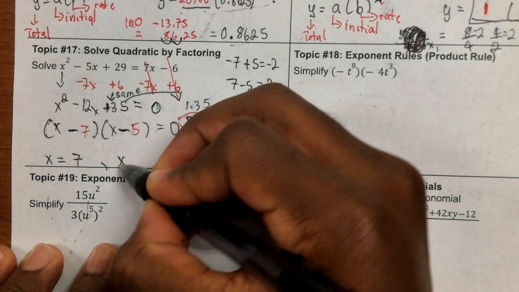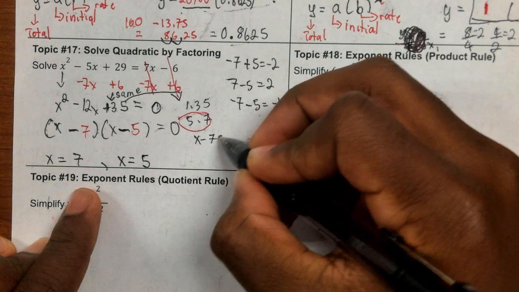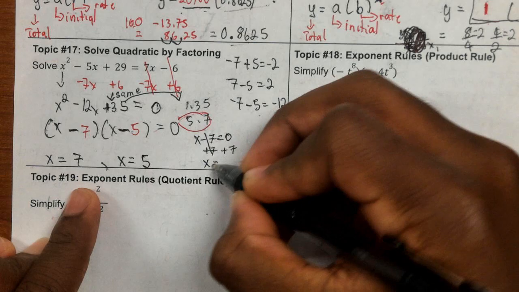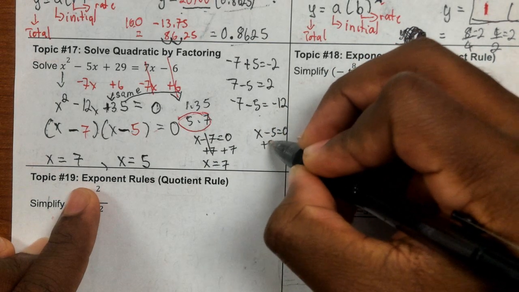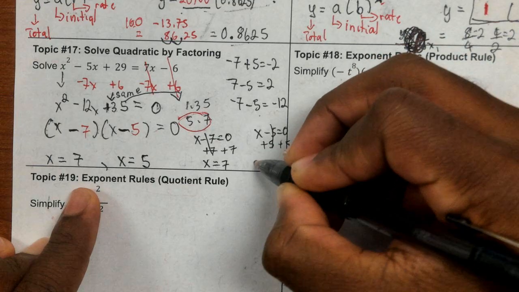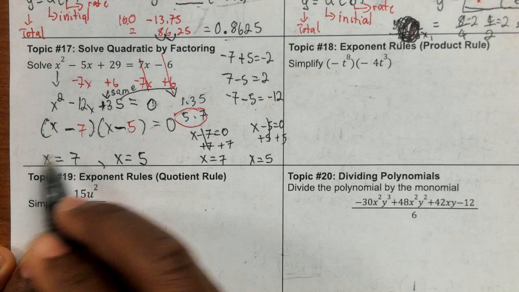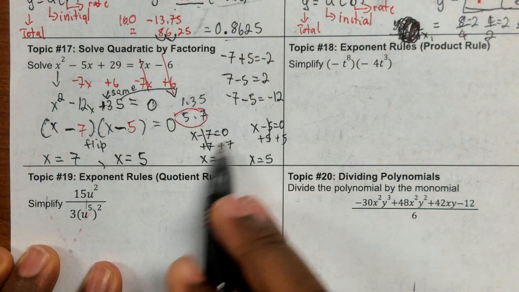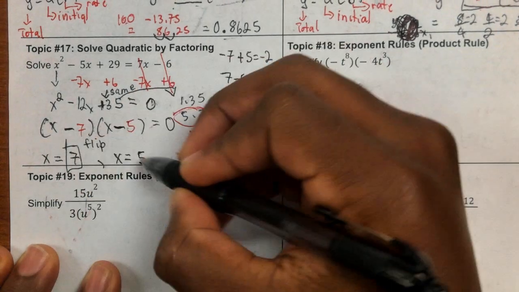So this would be +7, this would be +5, or you could write x - 7 equals 0, +7 plus 7, x is 7, and then x - 5 equals 0, +5 plus 5, x is 5. Alright, so again, either method works. You could flip the sign, that's the easier way, or you could do this, which is the more mathematical way. Alright, so just like that.